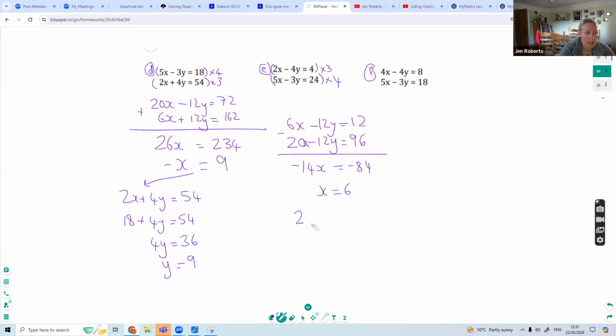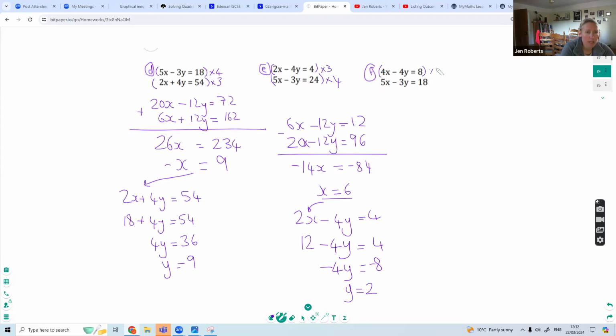Careful, you've got to be really careful when you're substituting this back in now. x is 6, right? I'm going to sub that into there. 2 times 6 is 12. How do we solve this equation? We take 12 off both sides, ensuring we leave that as a minus 4y. Then we divide both sides by minus 4. Minus 8 divided by minus 4 is 2. x is 6, y is 2.